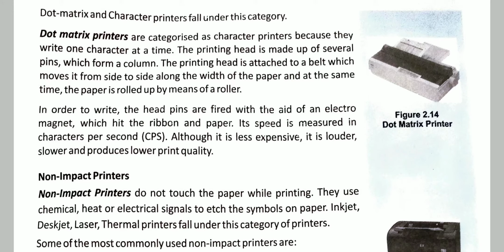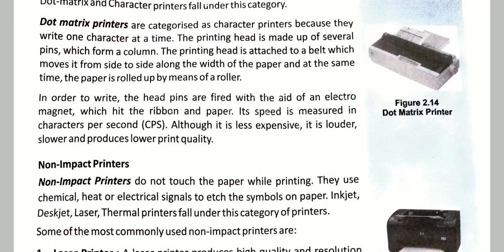So what dot matrix printers do, they are categorized as character printers because they write one character at a time. The printing head is made up of several pins which form a column. The printing head is attached to a belt which moves it side by side along the width of the paper, and at the same time the paper is rolled up by means of a roller.